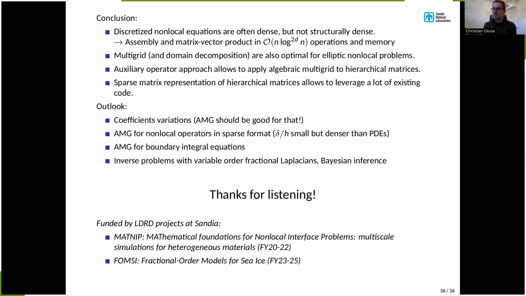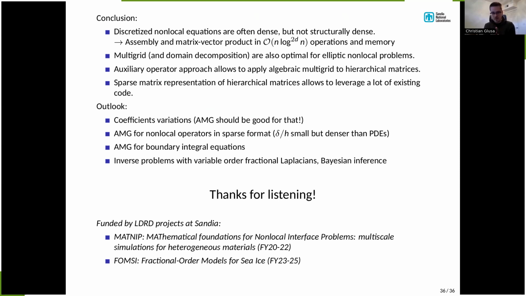All right. So in conclusion, I'm hoping that I've convinced you that while the systems arising from non-local equations can often be quite dense, they're not structurally dense, and so you can recover a lot of sparsity from them, which means that assembly and operations with those matrices can be done in order n log n operations. In terms of solver options, the usual suspects still work and are optimal. So multigrid and domain decomposition for these elliptic types of problems still work just fine.